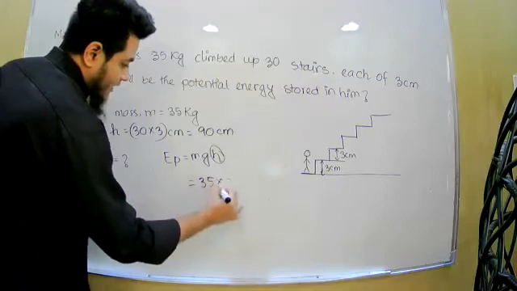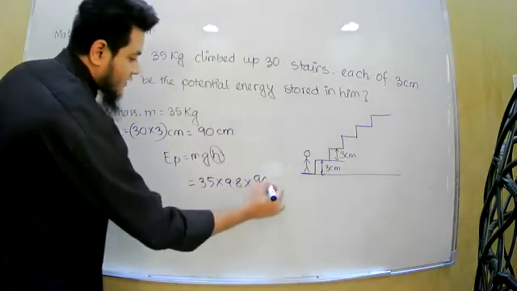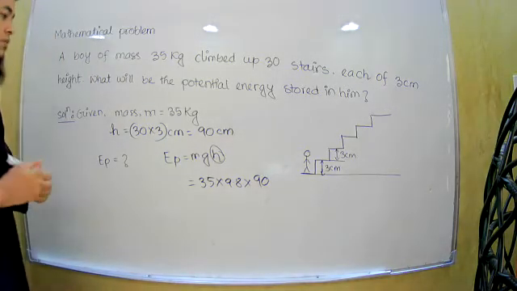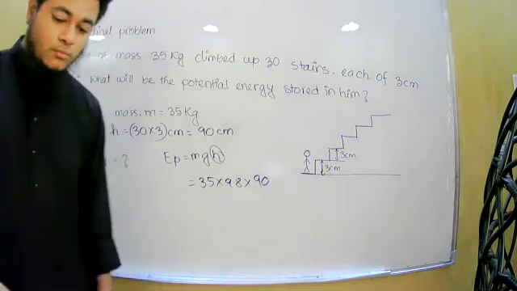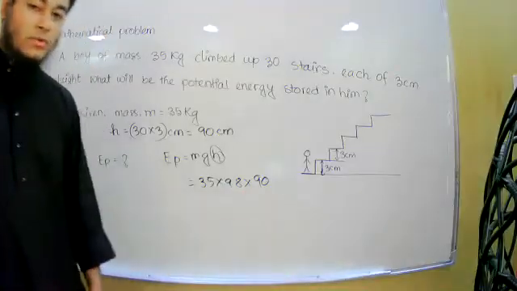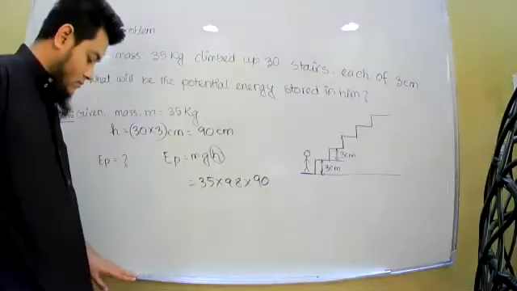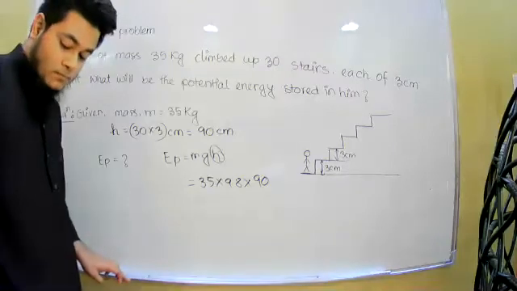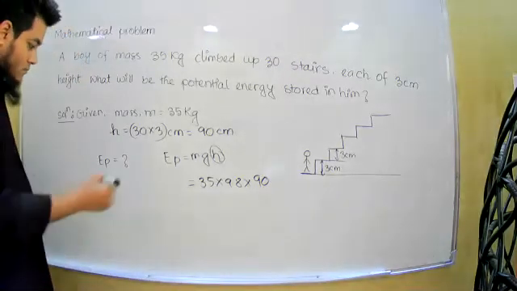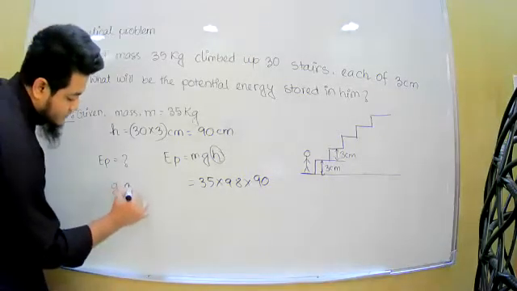M is 35, then g is 9.8, and the value of h they will put as 90, but there is a problem with the value 90. Can you tell me what the problem is? Why cannot we use the value 90 here? Because, sir, it's in centimeter. Yes. Now what is the problem using centimeter here?